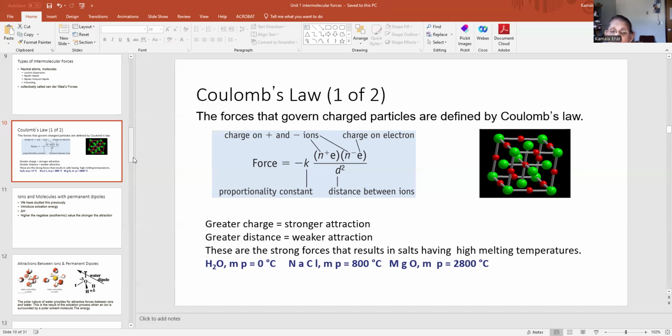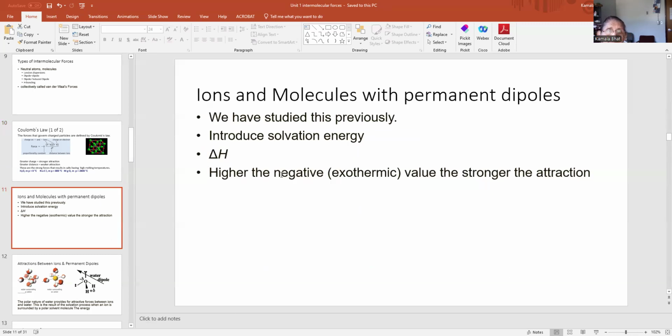These are strong forces that result in salts having high melting temperatures. H2O melting point is 0 degrees. NaCl melting point is 800 degrees Celsius, whereas MgO, which has a +2 charge, is 2800 degrees Celsius.